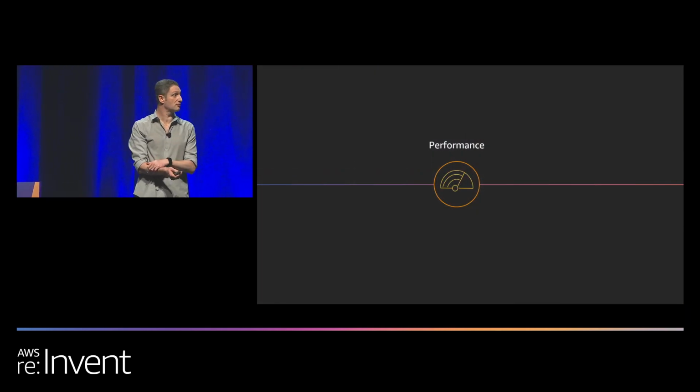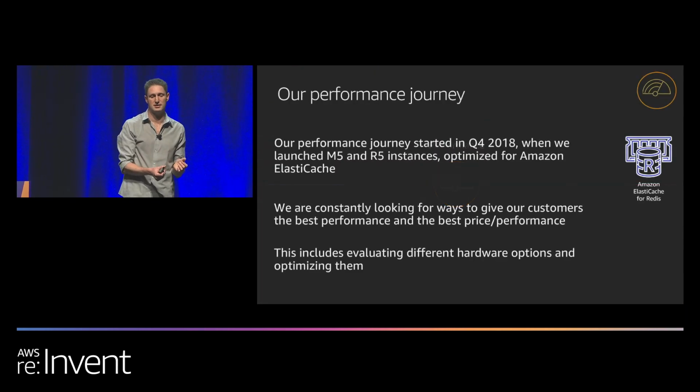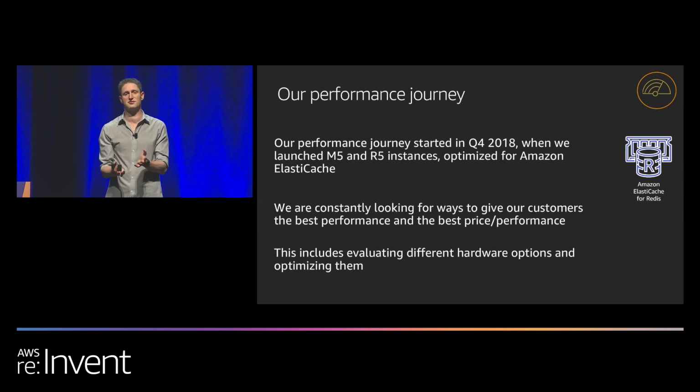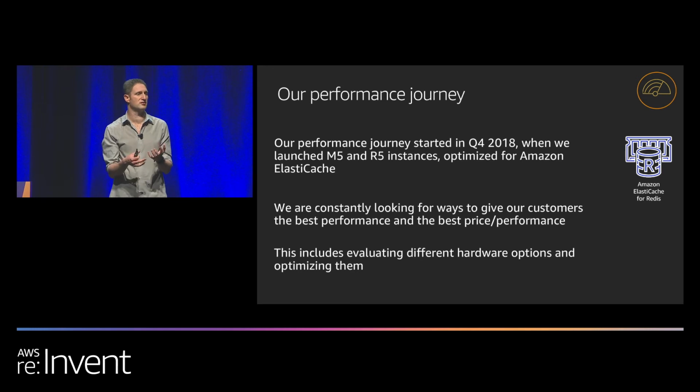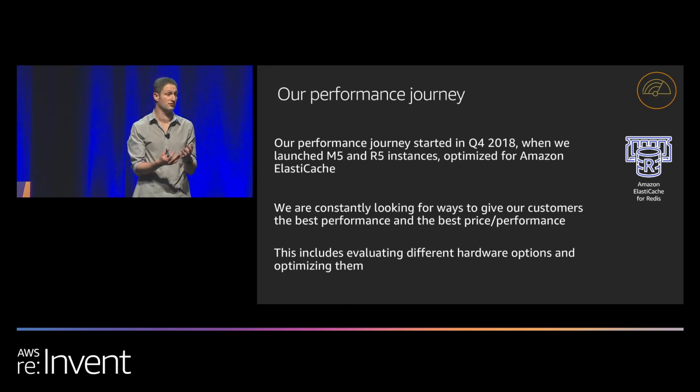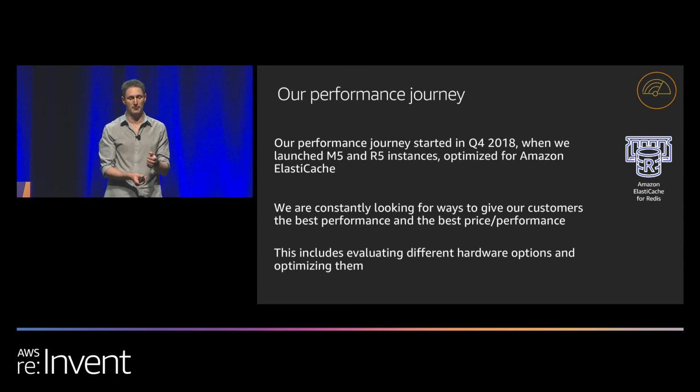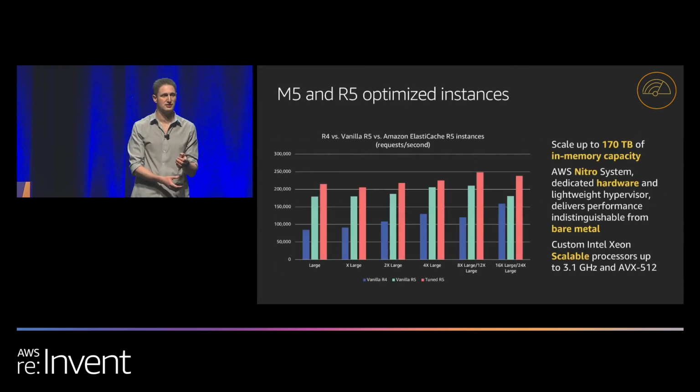All right, so let's talk about performance. Our performance journey actually started a year ago in Q4 2018 when we launched the optimized M5 and R5 instances. On the team, we're constantly trying to give you the best value for your money, which means getting the best price per performance and also the best performance. So let's look at this.